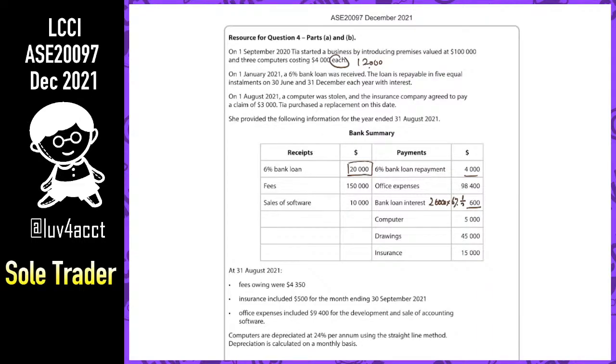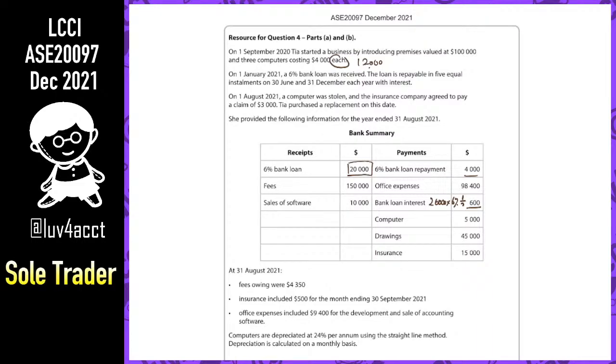Okay, this is correct. But then make sure we know because of this, we also have from 1st of July to 31st of August, we still have an accrual of interest. Okay, later we remember that. Okay, on the 1st of August, that means almost till the end, 1 computer was stolen, and the insurance company agreed to pay a claim of 3,000. And then we purchased a replacement on this day.